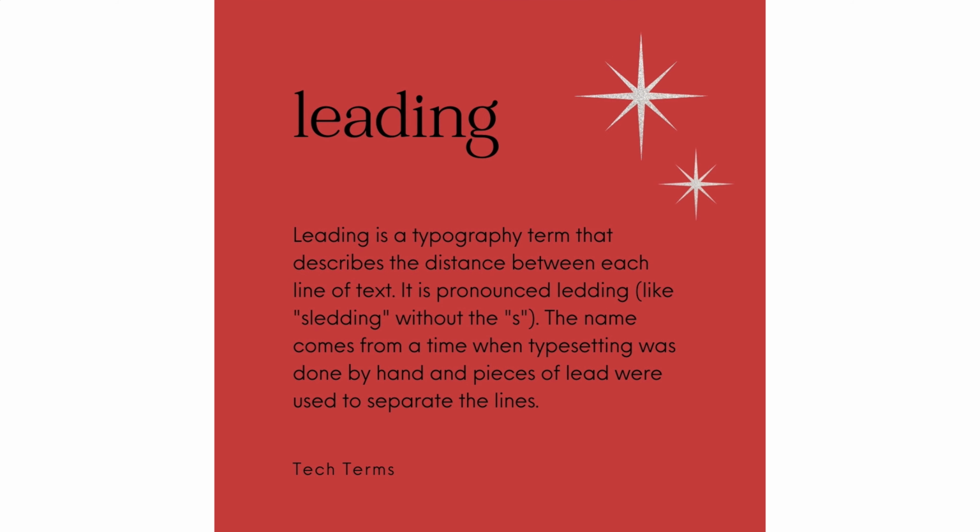Now, one of the big things to understand about text is leading. That is a typography term, and it talks about the distance between the lines of text. So it's pronounced "ledding," like sledding, and the name actually comes from a time when typesetting was done by hand and pieces of lead were used to separate the lines. So that helps you remember. A lot of people look at that and say "leeding" because it's spelled the same way. But if you need to remember how it's pronounced, think about that they used actual pieces of lead. So it's that space between the lines right here.